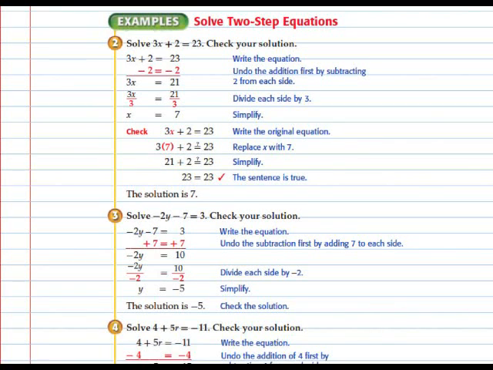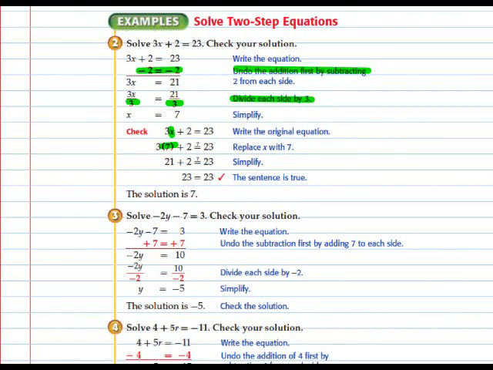Solve 3x plus 2 equals 23. Again, I'm going to undo the addition by subtracting 2 from each side. I'm going to undo the multiplication, dividing each side by 3. The solution is x equals 7.